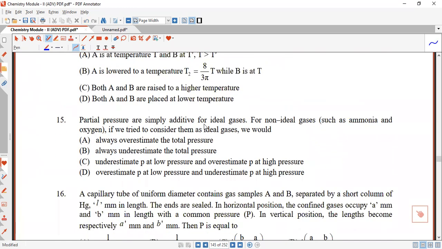Partial pressures are simply additive for ideal gas. Okay. Non-ideal gas such as ammonia or oxygen, we try to consider them as ideal gases. We should be good. Okay. The options are overestimate total pressure, underestimate total pressure, underestimate at P at low pressure. Okay. So they are relating with Z over here. For non-ideal gases, at low pressure Z is less than 1 and at high pressure Z is greater than 1.